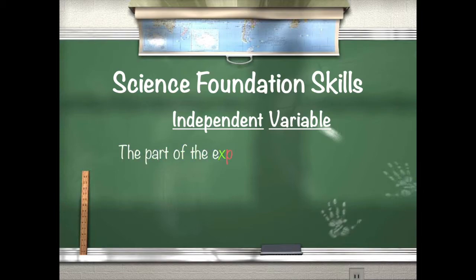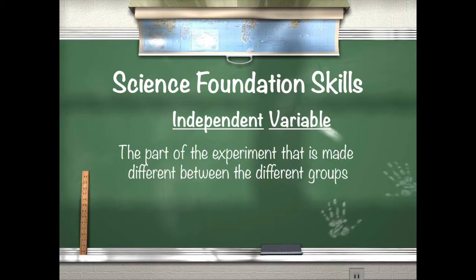Then there's the independent variable, which is any part of the experiment that is made different because of the different groups.